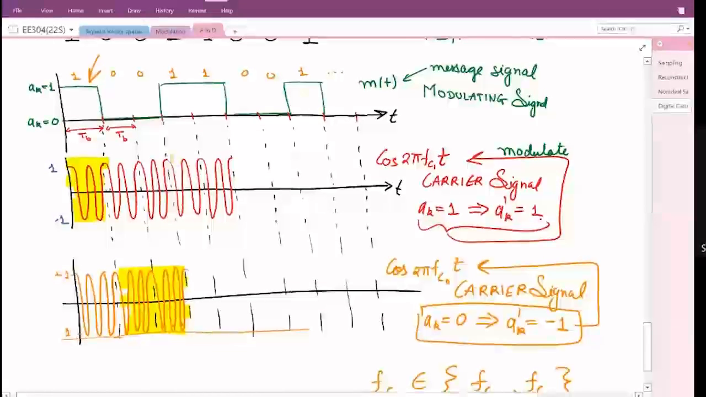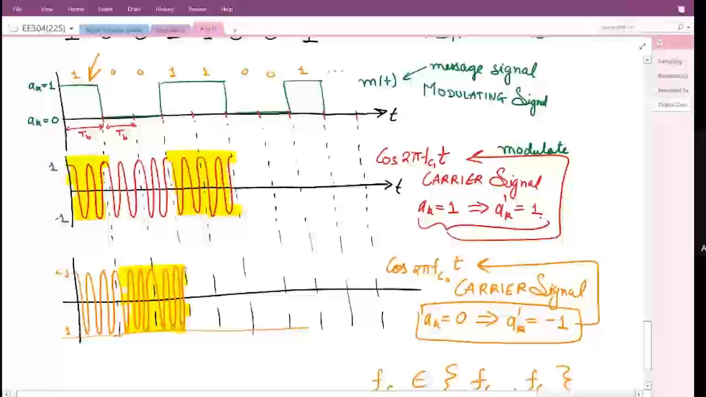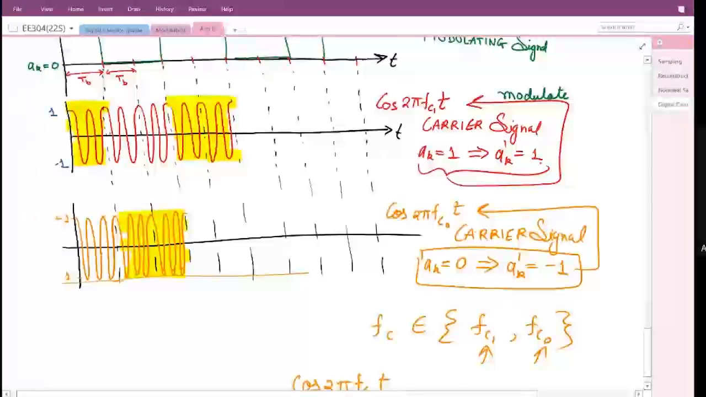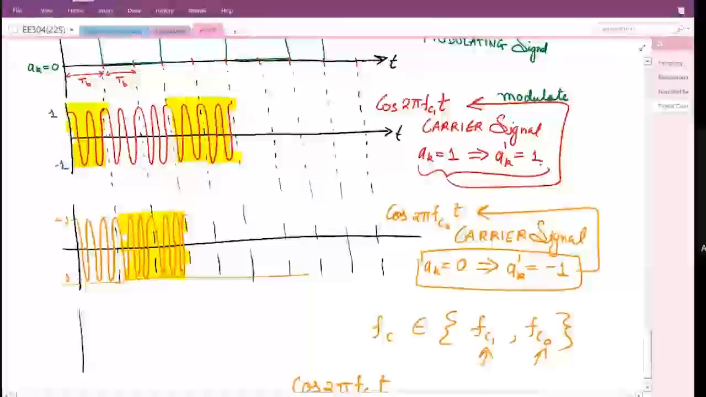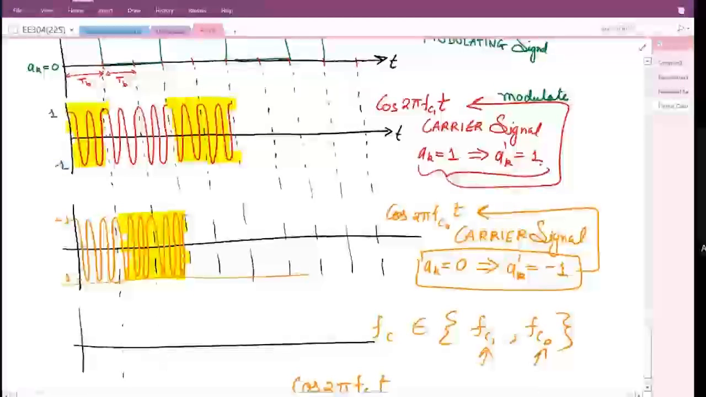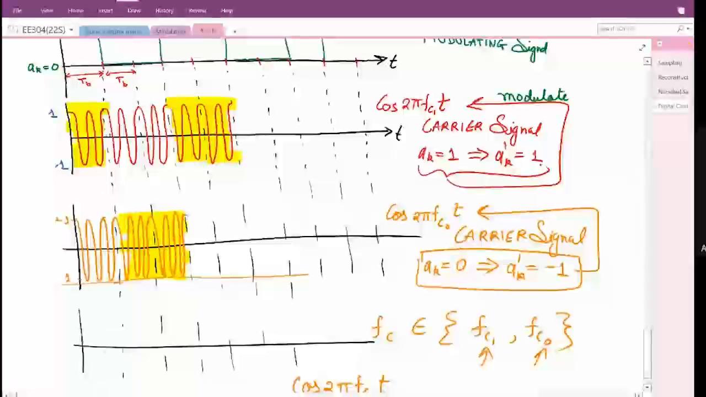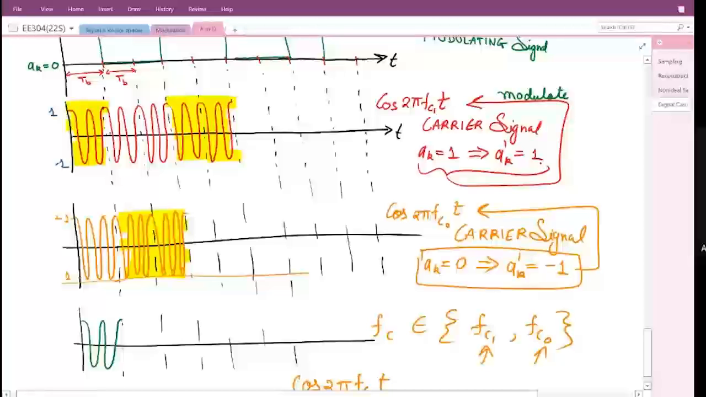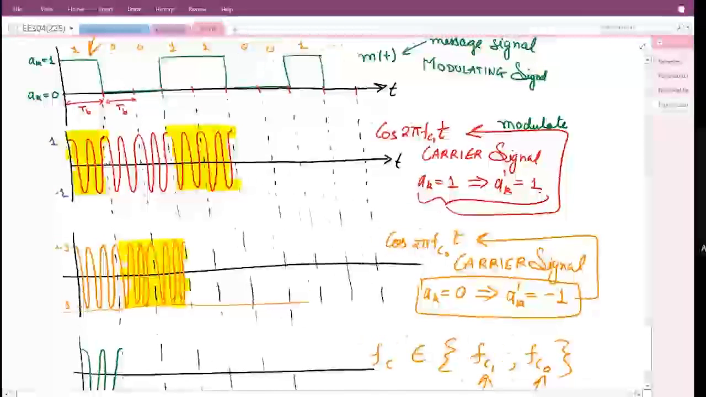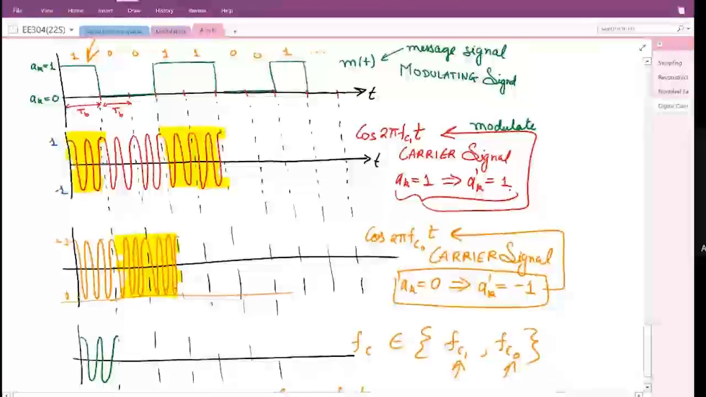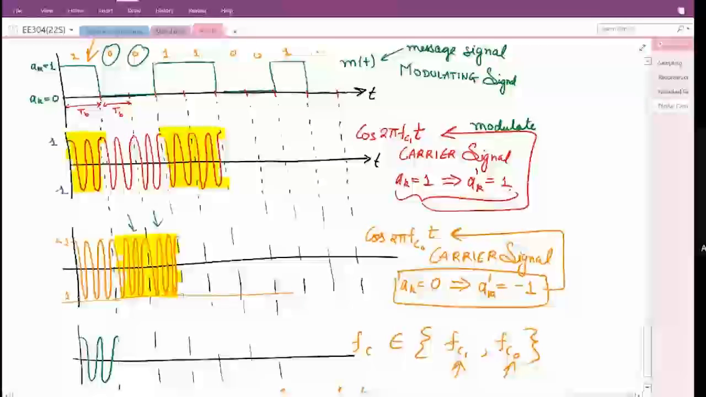Yes or no? Yes, sir. Exactly. So the overall signal should be shown in yellow. It should be like this. If I draw the modulated signal, in the first bit period it should be 2 cycles, because this is plus 1, so it should be modulated by FC1. Let me just show you the message signal also. If this is 0 and 0, then they should be modulated by FC0, and that is nothing but 3 cycles.